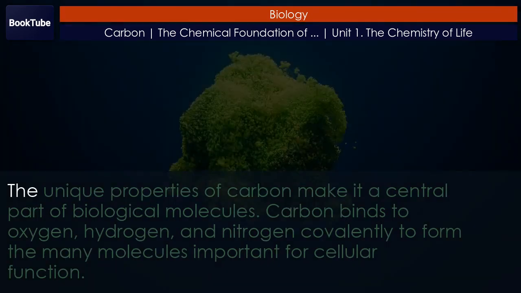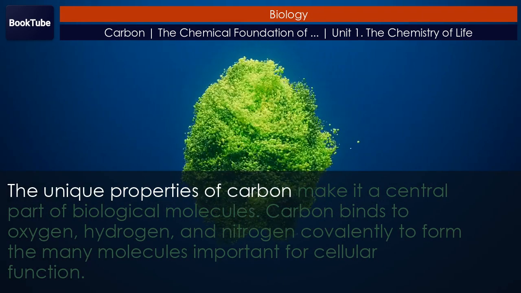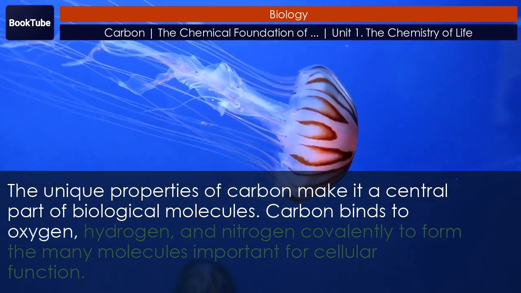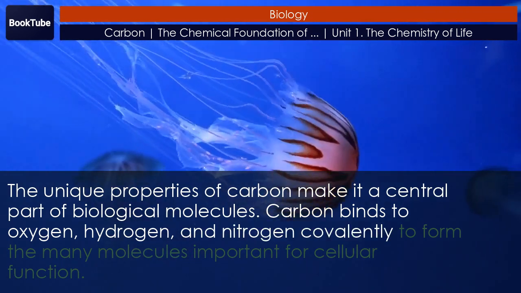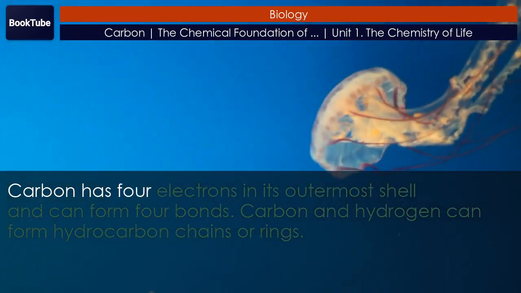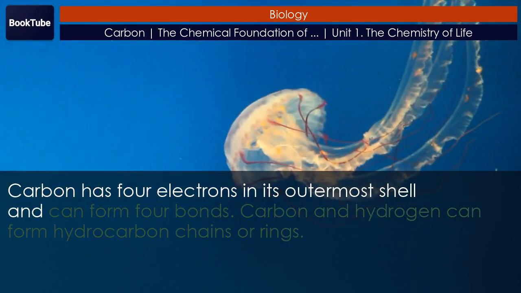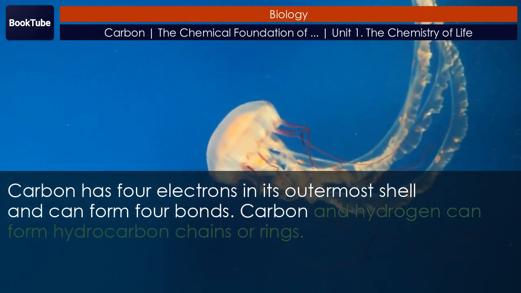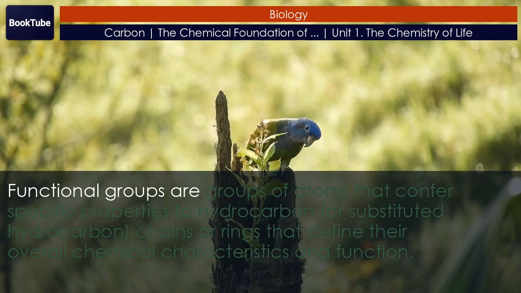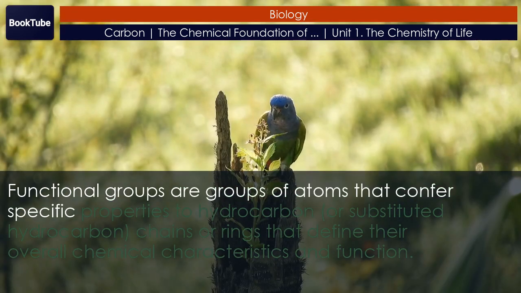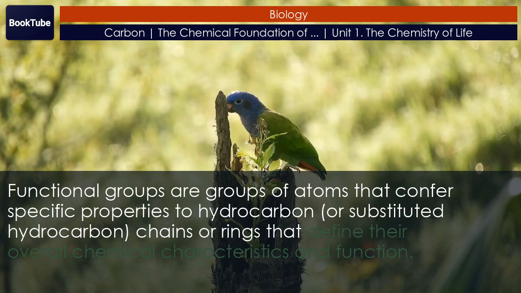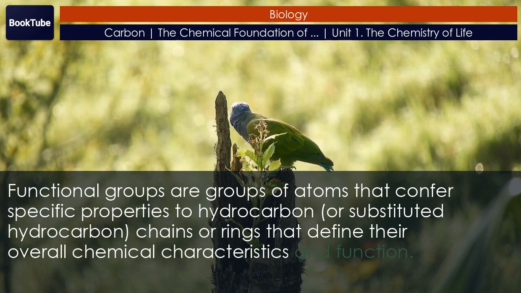Section Summary. The unique properties of carbon make it a central part of biological molecules. Carbon binds to oxygen, hydrogen, and nitrogen covalently to form the many molecules important for cellular function. Carbon has 4 electrons in its outermost shell and can form 4 bonds. Carbon and hydrogen can form hydrocarbon chains or rings. Functional groups are groups of atoms that confer specific properties to hydrocarbon, or substituted hydrocarbon chains or rings that define their overall chemical characteristics and function.